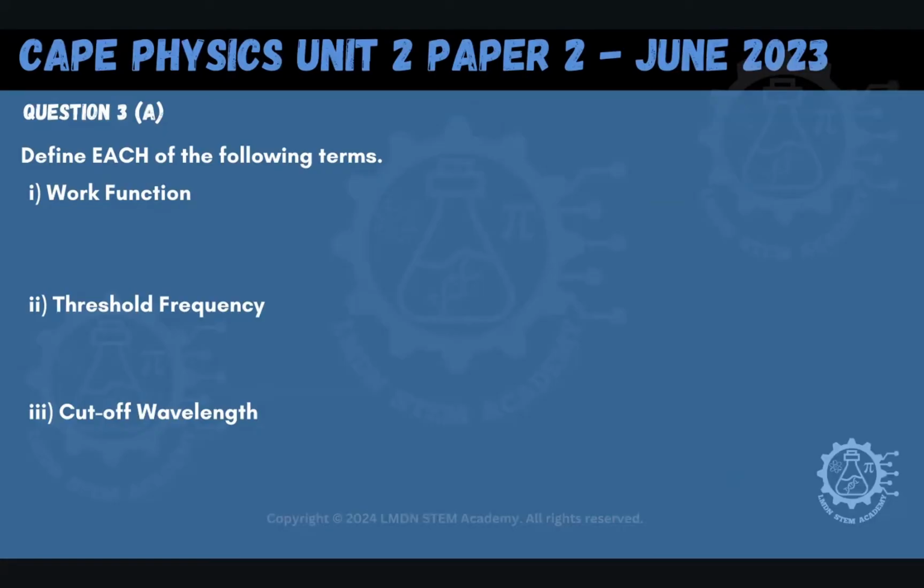In this video, we will be working through the June 2023 Physics Unit 2 Paper 2, and we're working on the Module 3 question, which was question 3. So in part A, it says define each of the following terms. And so we're given these terms: the work function, the threshold frequency, and the cutoff wavelength. So here are the definitions for these terms.